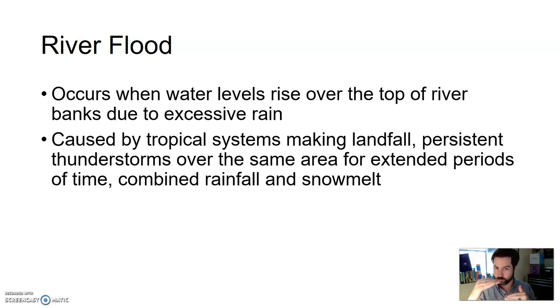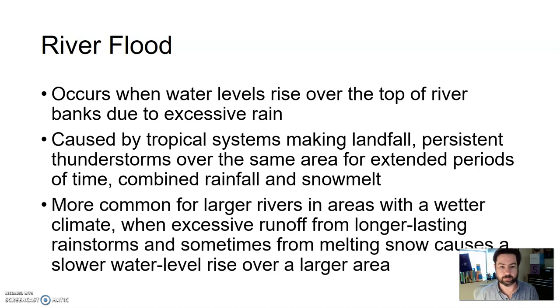So river floods just don't happen suddenly. You can see the level of the river rising and rising and rising over a number of days or even weeks. So you can see this coming, and so it's somewhat predictable. So you can somewhat prepare, but they're very widespread. It's very common for larger rivers in areas with wetter climates, when excessive runoff from long-lasting storms and melting snow causes that slow water level rise over a large area.